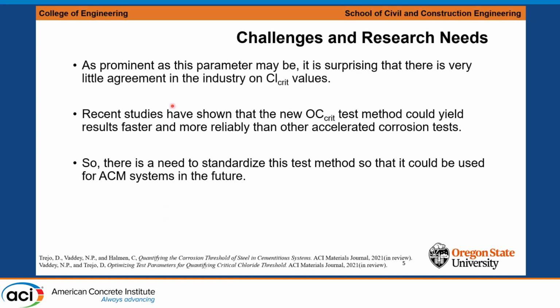Okay. And CL crit, as I mentioned earlier, is a very prominent parameter. In spite of all that, it is surprising that there is very little agreement in the industry on the CL crit values. Recent studies have shown that the new OC crit test method can yield results faster and much more reliably when compared to other accelerated corrosion tests. The thing with this OC crit method, though, is that it has currently only been standardized for mortar or concrete made with OPC systems. So in order to make it a much more complete and comprehensive method, we should standardize the test so that it is applicable for all cementitious systems. And here are the references for the first few works that were carried out on the OC crit testing methods.